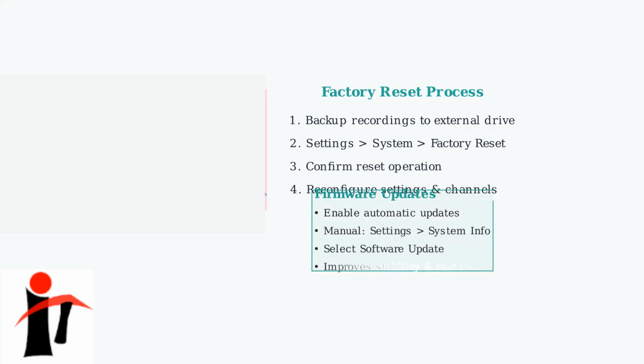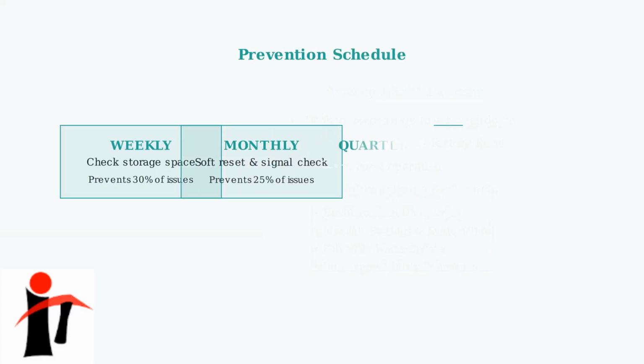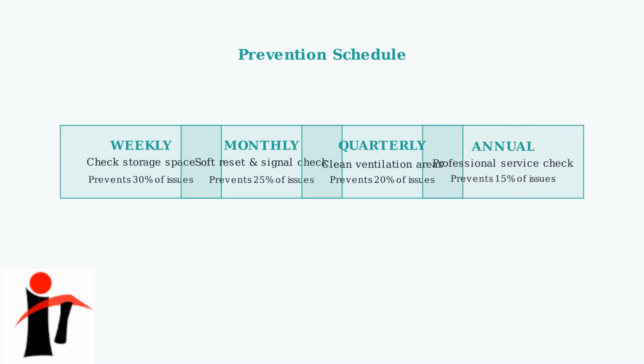Firmware updates are crucial for system stability. Enable automatic updates in System Settings, or manually update through Settings, System Information, then Software Update. Prevention is key to avoiding future recording problems. A systematic maintenance schedule can prevent up to 60% of common issues.